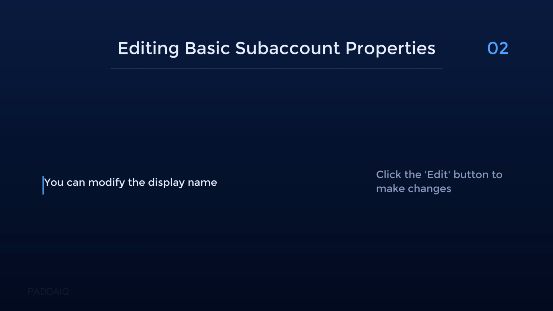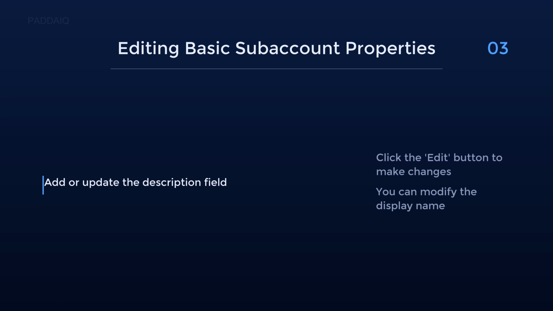You can modify the display name. This means you can change the visible title of your subaccount to something more recognizable. For instance, if your project is called Project Phoenix, you can set the display name to match. This simple update makes it much easier to identify and manage your account in the BTP cockpit.